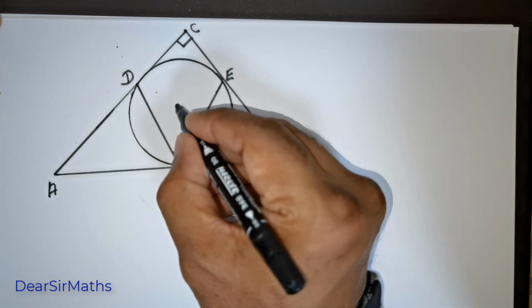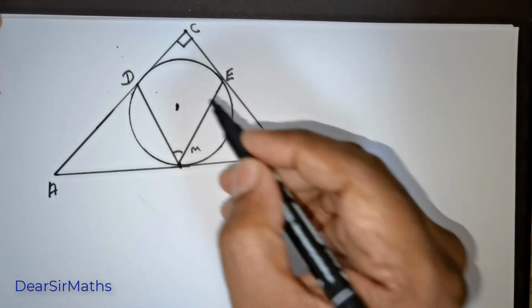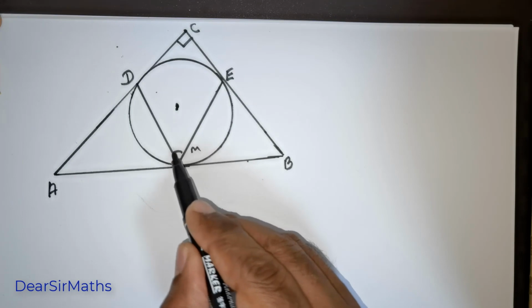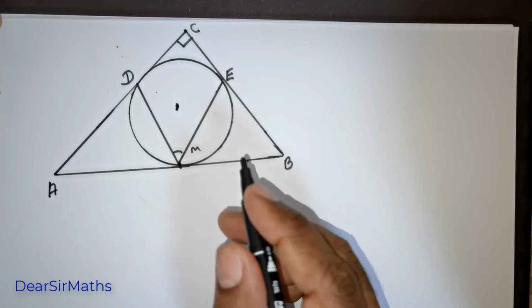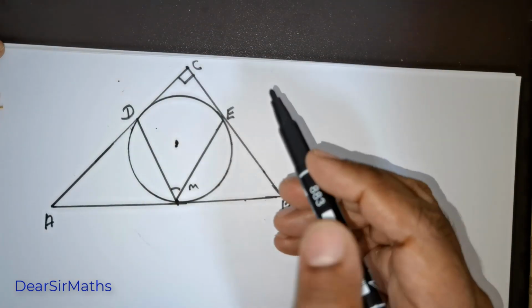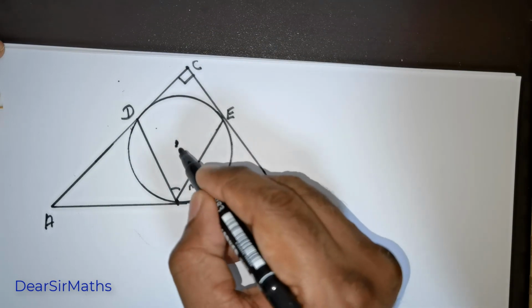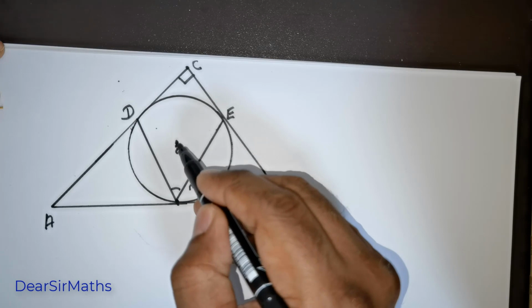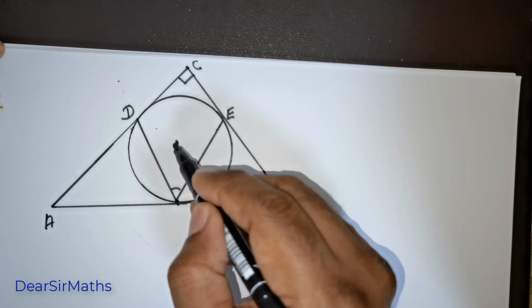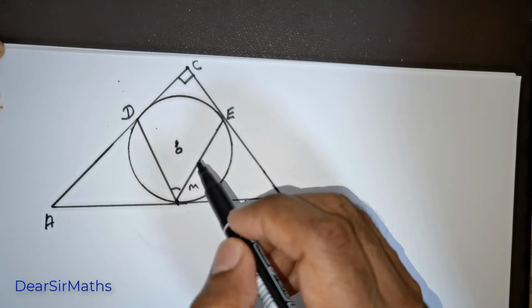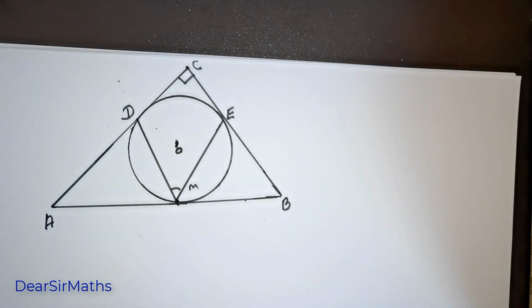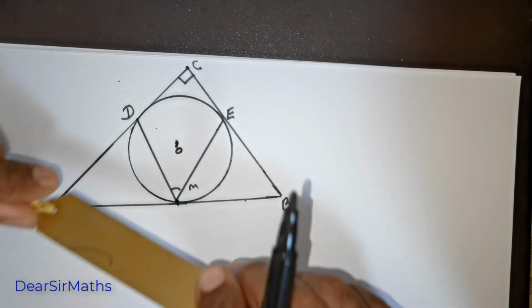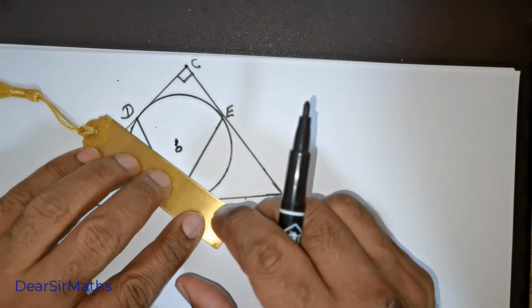So this is the center. Okay, this is the center. We are expected to find this angle M. Now this is 90 degrees. Now what I'm going to do is, from the center O, I'm going to draw a line to D. Now when I do that, I can invoke the tangent theorem.